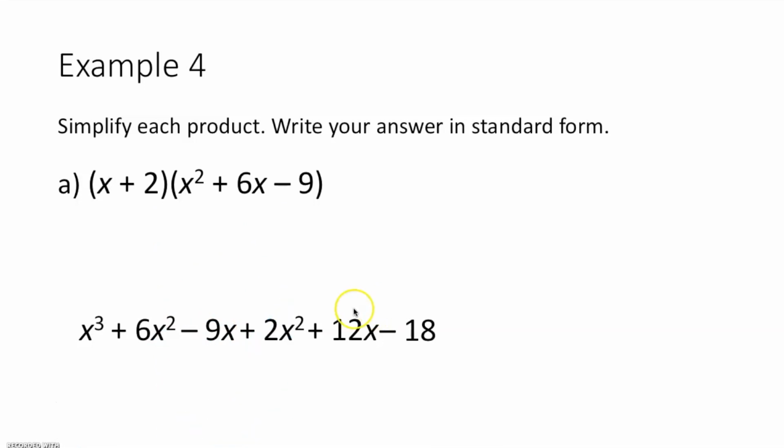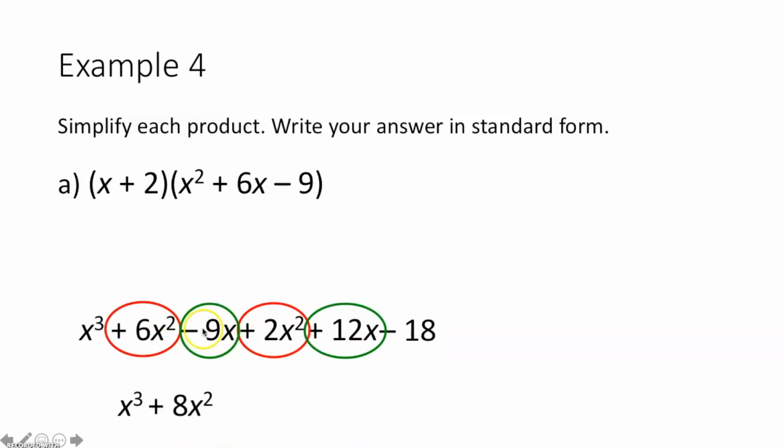Sweet. Now all we have to do is simplify by combining like terms. So we'll start with this x cubed. No, doesn't look like there's anything to combine with the x cubed, so that's done. What about this 6x squared? Yeah, it has a like term over here with the 2x squared. So what's 6x squared plus 2x squared? That's 8x squared.